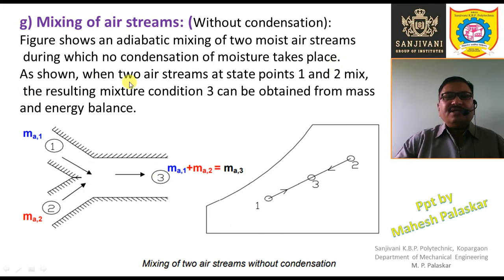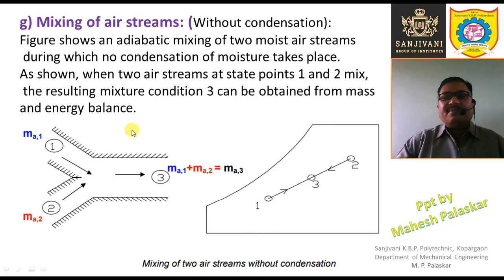Okay, so as shown, when two air streams at state points 1 and 2 mix, the state point of this air stream is say 1, the state point of this air stream is say 2, and they are mixing here in this duct, and the final state point is say 3. The resulting mixture condition 3 can be obtained from mass and energy balance.